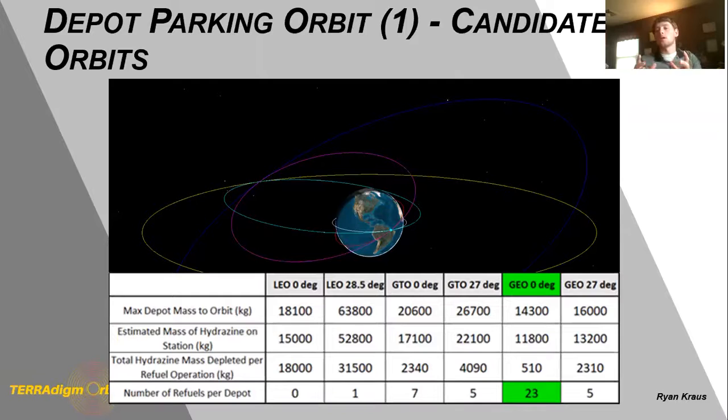The lower the orbit, the more mass we can get on the depot, but the more mass is going to be expended by the propellant transporter getting to and from geostationary orbit. And this is a table that shows that the orbit where we can get the most refuels per depot is geostationary orbit at 0 degrees inclination, which is exactly where our customer base is. And this table assumes a purely hydrazine depot, but the principle still holds for a dual xenon and hydrazine depot because the propellant transporter is relying on hydrazine to do its maneuvers.